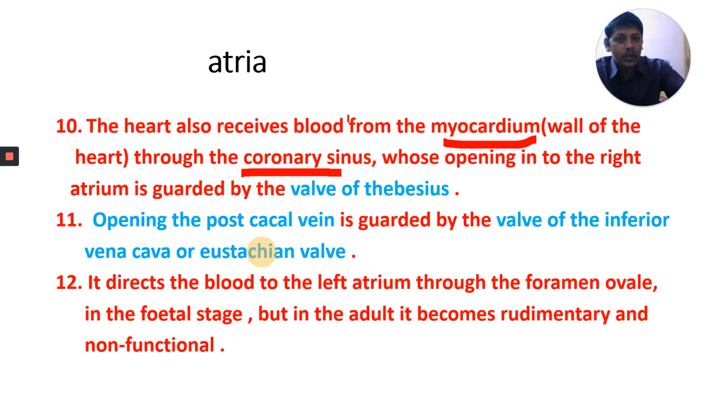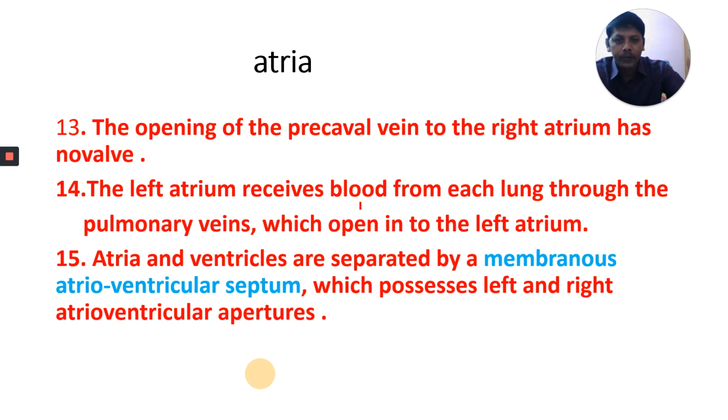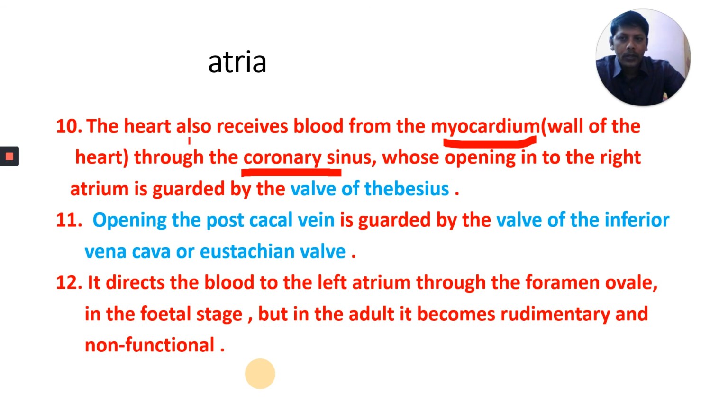The heart also receives blood. It is receiving blood from here, and it is also receiving blood from the myocardium. This is all myocardium. Now the heart also receives blood from the myocardium through the coronary sinus, whose opening into the right atrium is guarded by the valve of Thebesius.